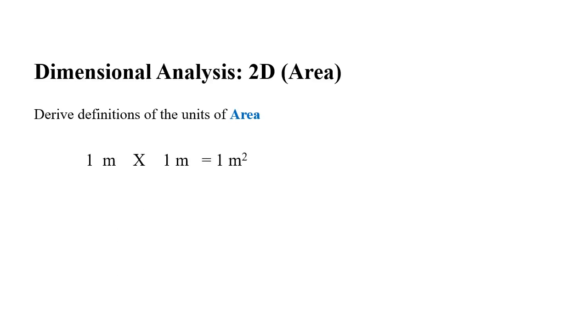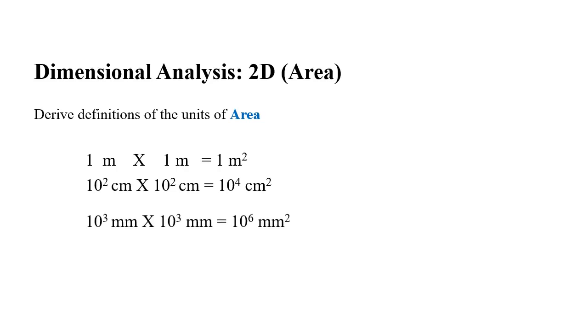We'll start with a meter. Now, area is 1 meter multiplied by 1 meter equal to 1 meter squared. Okay, but 1 meter is actually 100 centimeters. So 100 centimeters multiplied by 100 centimeters equal to 10,000 centimeters squared.